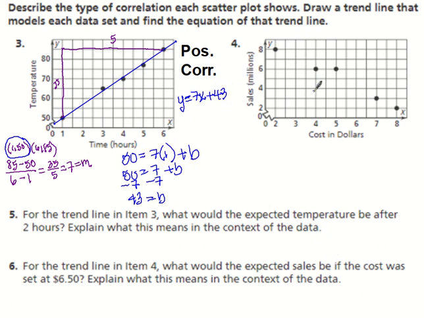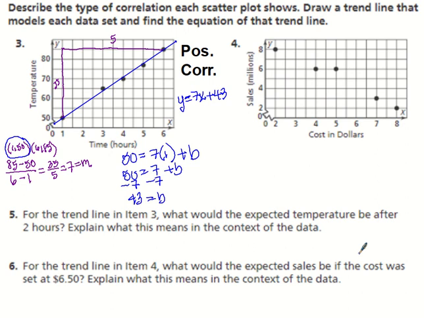Now, before I move on to number 4, I'm actually going to drop down to question 5, and that's because it says for the trend line in item 3. So I want to stay together. This is item 3, so question number 5 goes to item 3. What would you expect the temperature to be after 2 hours? Explain what this means in the context of the data.